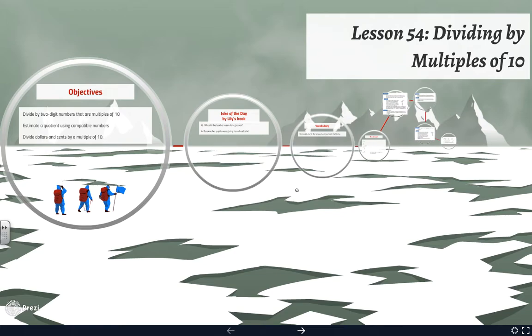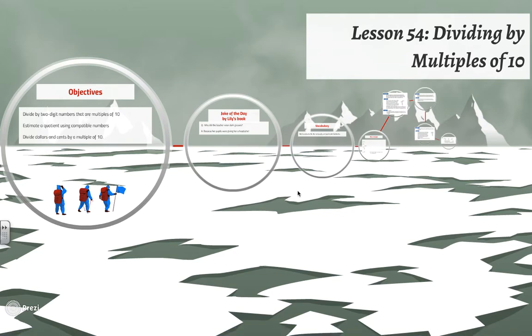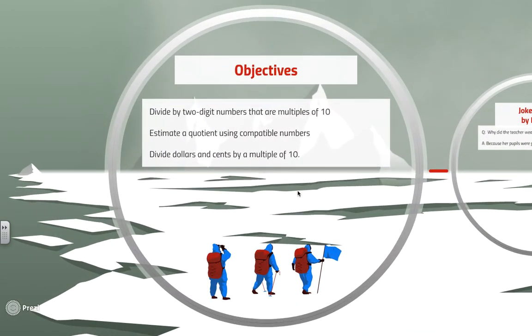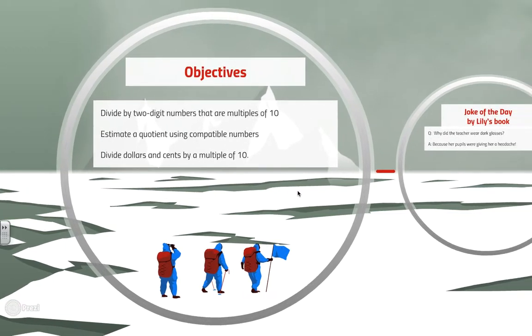We're on lesson 54, dividing multiples of 10. Let's get started with our objectives. Today, you should be able to divide by two-digit numbers that are multiples of 10. Also, estimate a quotient using compatible numbers, and divide dollars and cents by a multiple of 10.